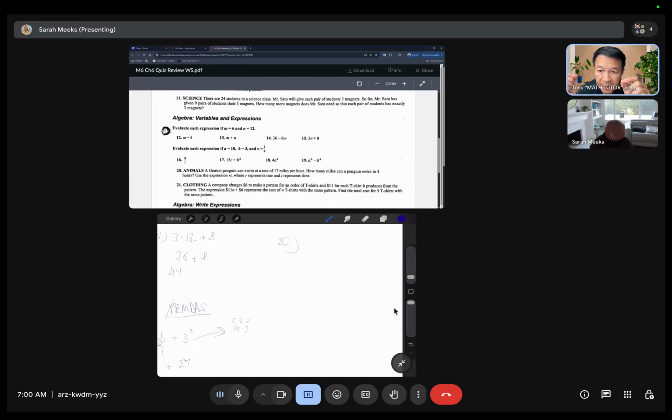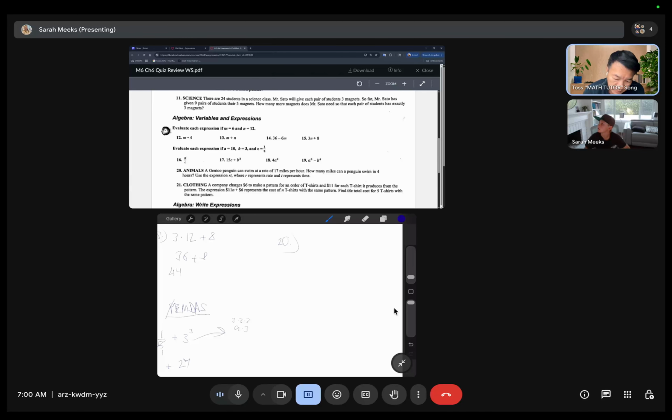Okay, 20, animals. A gentoo penguin can swim at a rate of 17 miles per hour. How many miles can a penguin swim in 4 hours? Use the expression RT. RT means R times T, where R represents the rate and T represents the time.